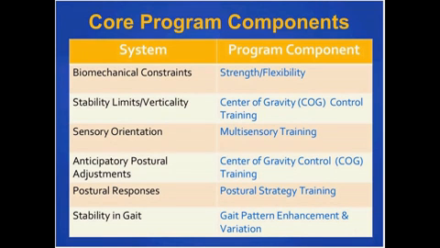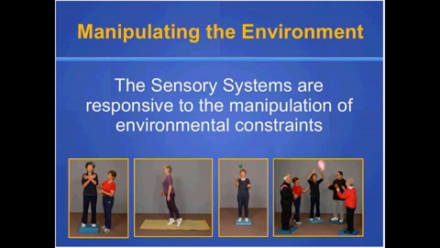And finally, stability and gait leads me to develop a core component that is really aimed at both enhancing and varying the gait pattern so that it remains as flexible and as adaptable as it can be as we change the task demands and or the environment changes. So let's look at some of the examples that we could use to really evaluate how effective the program is going to be.